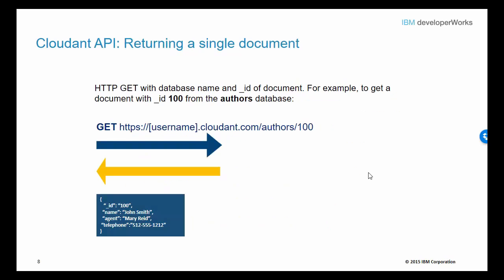So now let's go through the API and look at a few operations. The first operation we'll look at is a very simple one. How do you return a single document? Well, it uses the HTTP GET verb with the name of the database and the ID of the document in the URL. Here's an example of getting a document with ID 100 from the authors database. As you can see, it's a GET request with the appropriate URL followed by the name of the database, authors, followed by the ID of the document.